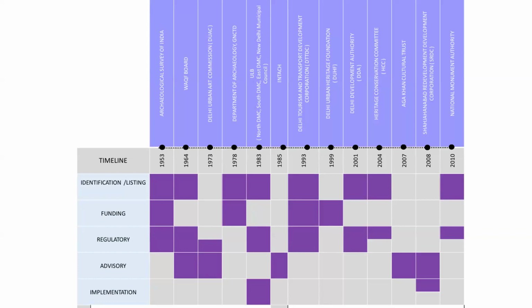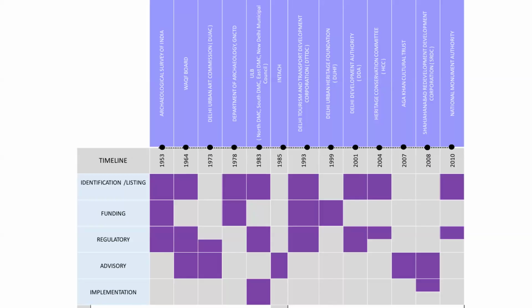You will see we have urban local bodies, which are basically regulatory implementation bodies. Then INTACH, which is an NGO and basically an advisory body. Then we have Delhi Tourism, which does identification, listing, funding, and regulation. Then the Delhi Urban Heritage Foundation, where I was attached. In 1999, we had the regulations. It doesn't list, but it does a bit of funding. And then we have the Delhi Development Authority, an agency which identifies and lists buildings, and of course it's a regulatory body.